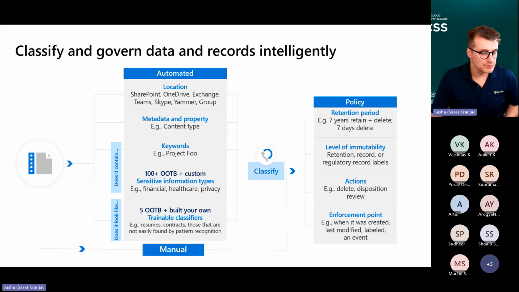Then we also have the ability to use trainable classifiers, which will take the type of document that we want to classify, and classify based on the policy that we created. Classification can also be done to retain the data and specify the retention period, or different actions after the retention period, and so on. The enforcement point can also be when it was created, last modified, labeled, and so on. Then we have insider risk management.